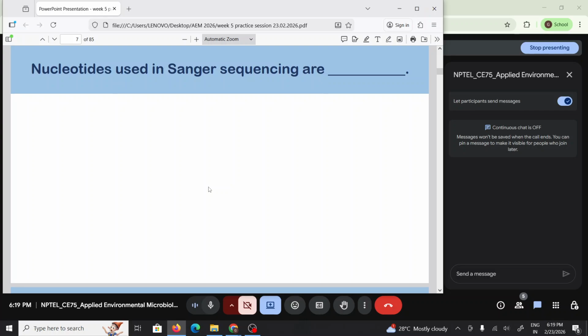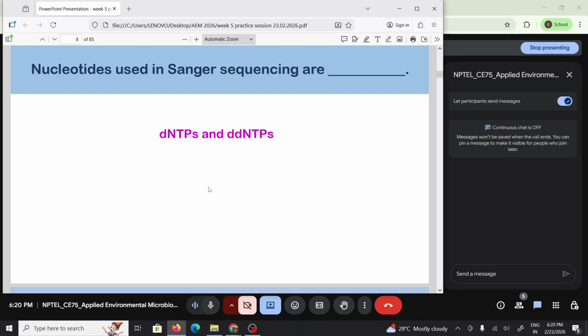Okay, so the answer for this question is: we use both dNTPs and ddNTPs. So we use deoxynucleotides and also dideoxynucleotides. The reason we have dideoxynucleotides is that they lack a hydroxyl group at the 3' carbon position. The third carbon of the sugar usually should contain a hydroxyl group, but here that hydroxyl group is missing.